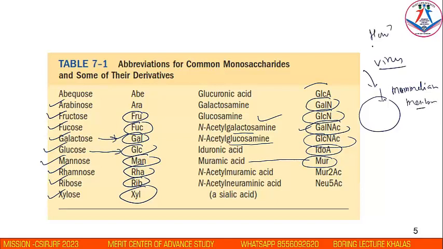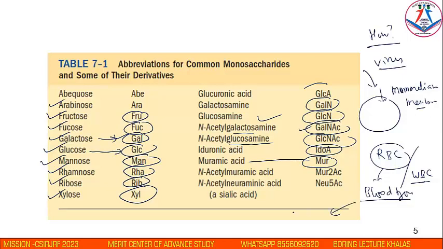Or if RBC is there, then also WBC is there, correct? Right? So WBC, RBC, blood type. Okay? All blood types are going to differ in what? Sugar type.